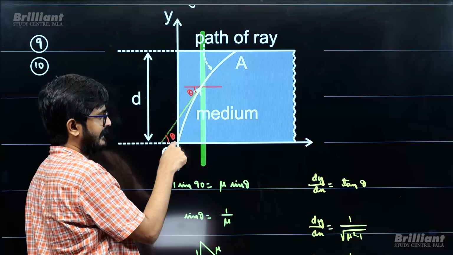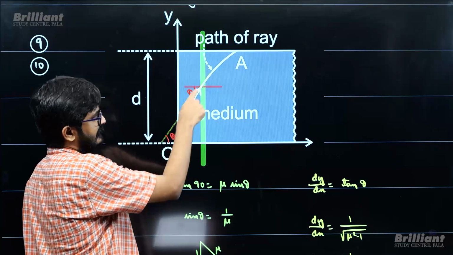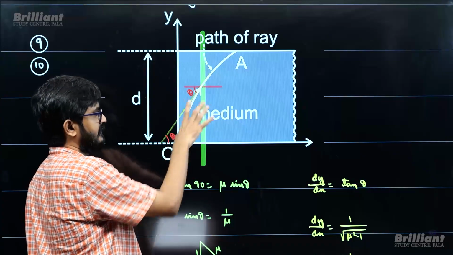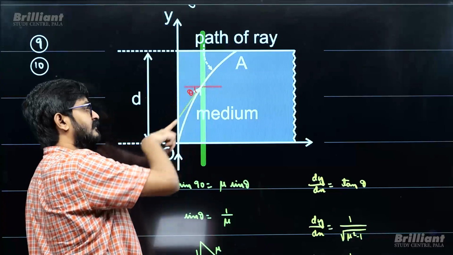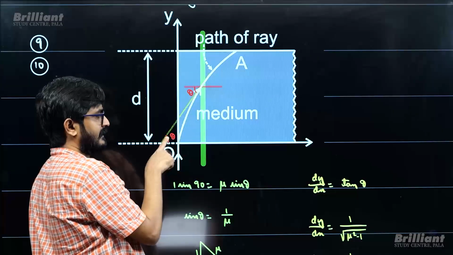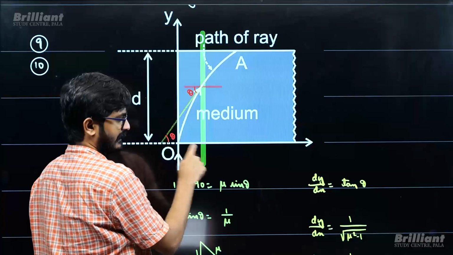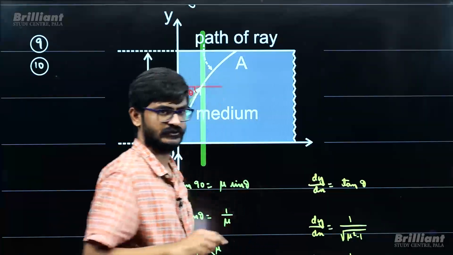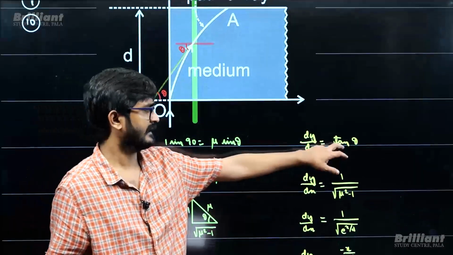Applying Snell's law between this point and this point, here it is 1 sin 90, here it is mu sin theta. Thereafter, the slope of this curve will give me dy by dx, right? So dy by dx will give me tan of this angle, tan theta. These are the two equations you need to write and solve. So tan theta I need to find.